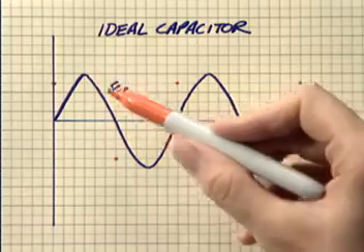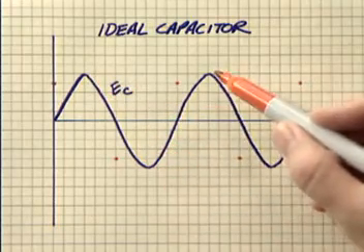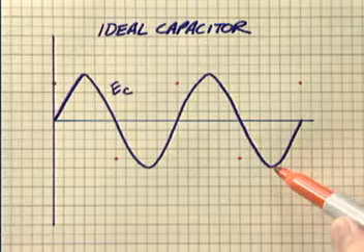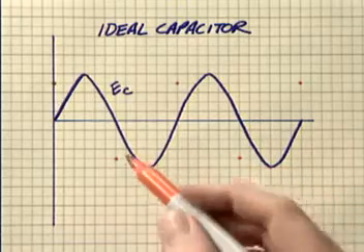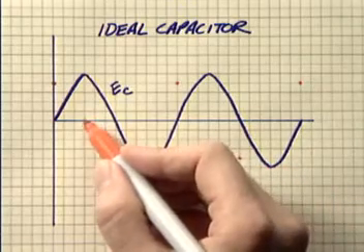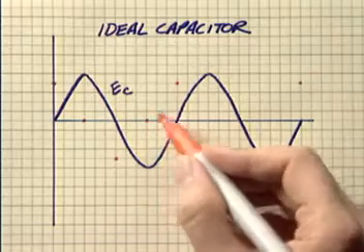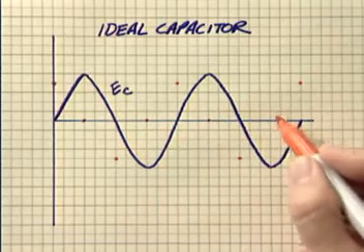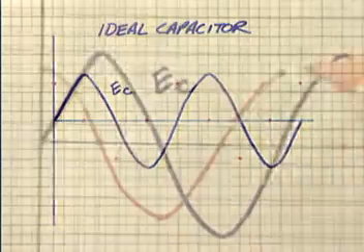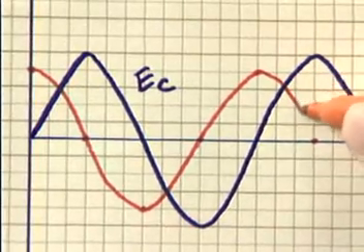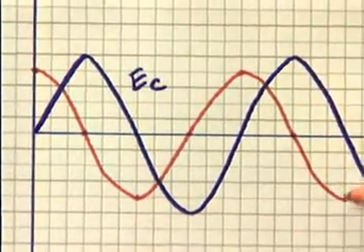Since the least rate of change in a sine wave occurs when the voltage is at its maximum positive and negative values, then the minimum capacitive current will take place at these points. These are also marked by dots. These concepts can be depicted graphically as shown here.